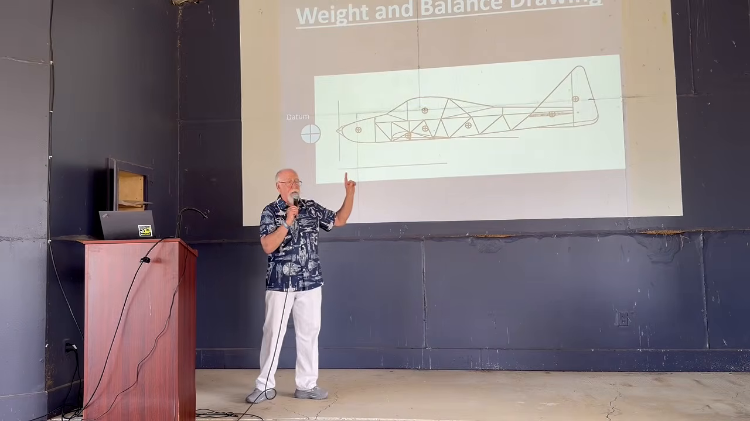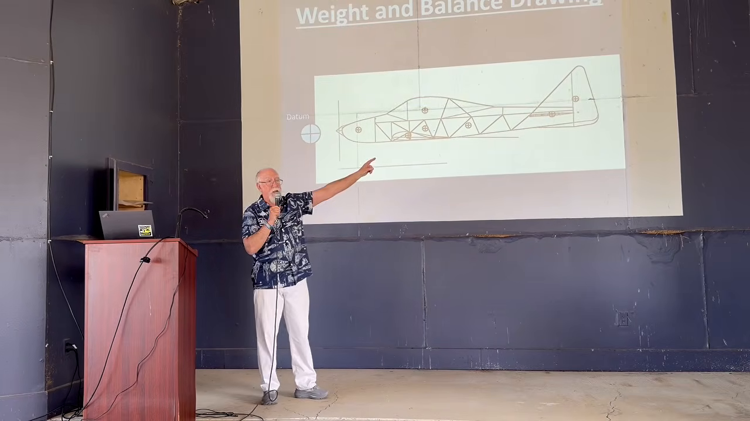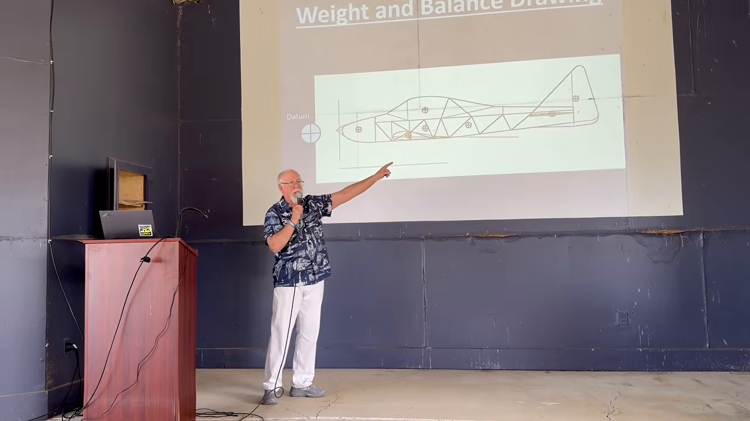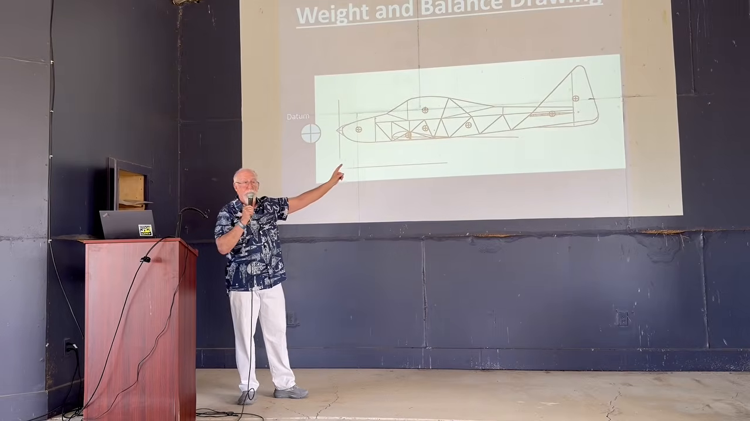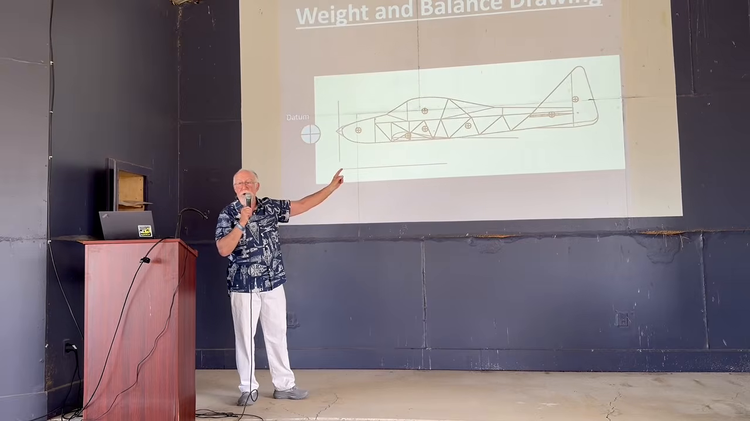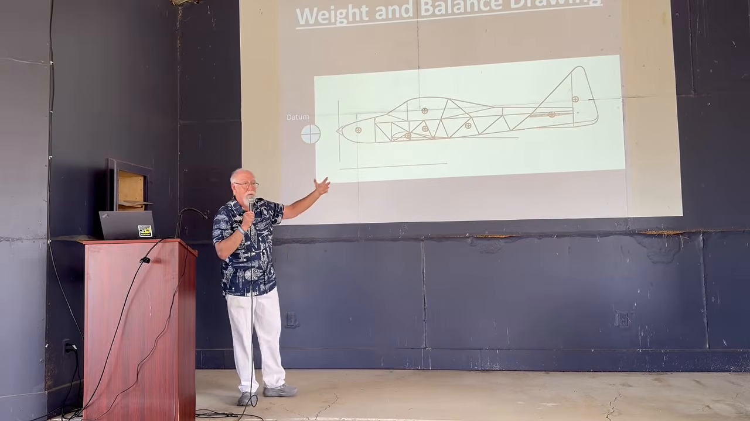So here's how you deal with it. You start out by making a side view of the airplane. Each one of those plimsoll marks is a single mass. And then you can do the calculation of weight and center of gravity from here. I'm not going to go through the math right now.